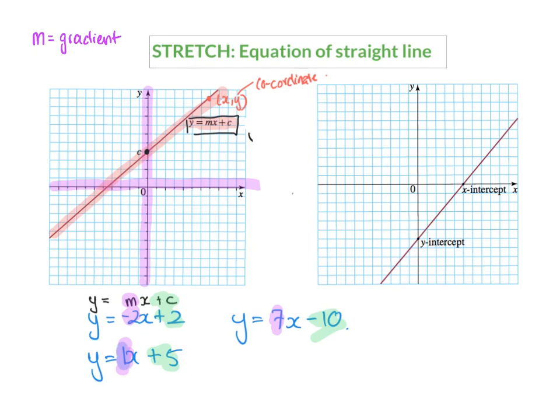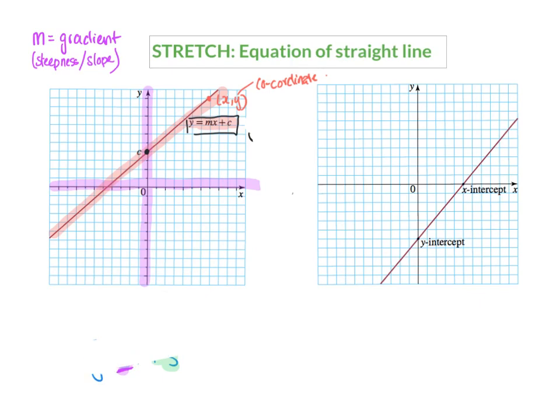So if we were drawing this line here with a 7, it'd be steep, and this one with a 1 wouldn't be as steep, so it doesn't go up as quickly. You might write underneath it's the steepness, or sometimes they call it the slope. They'll talk about the slope of the graph. All right, so we're going to have a look at the gradient.